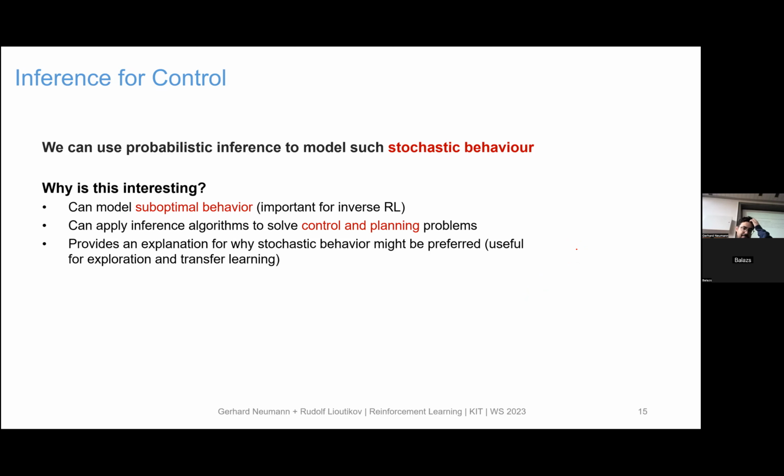And there is a huge literature of different inference algorithms that we could use if we can formulate optimal control or reinforcement learning as an inference problem. For example, there are planning and state estimation algorithms like Kalman filtering that we could also use for optimal control. It also provides an explanation why sometimes stochastic behavior is preferable, for example in exploration or in transfer learning.